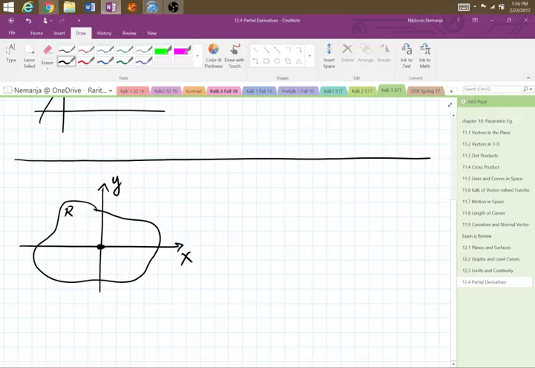So in my case, here is the shape. Here's my tangent line. So let's say the x-axis goes this way. Tangent line along the x-axis would look something like this, right? That's the tangent line following the x direction, and then the tangent line following the y direction. So those are the partial derivatives.